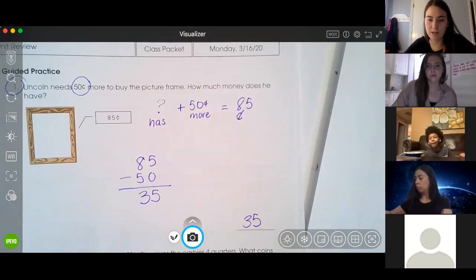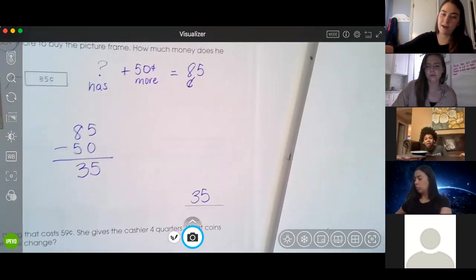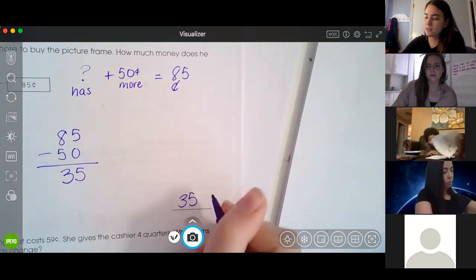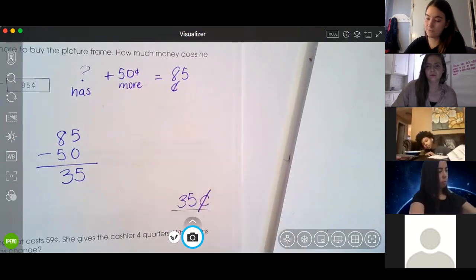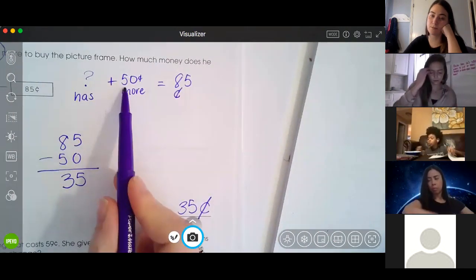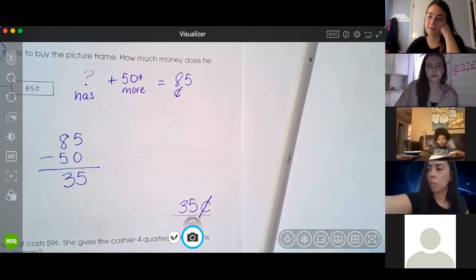I have 35. I can't just put 35 in the line. I need to know what this 35 represents. It's 35 cents. So Lincoln has 35 cents. He needs 50 more to get to 85.